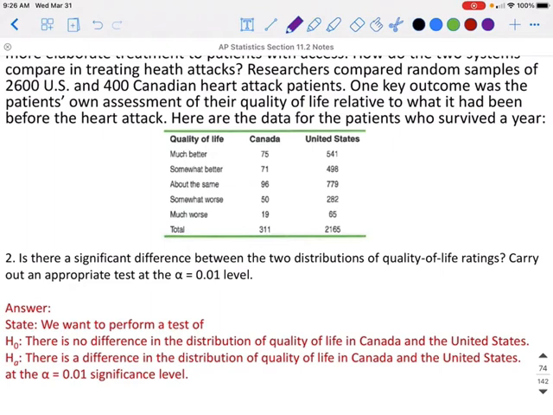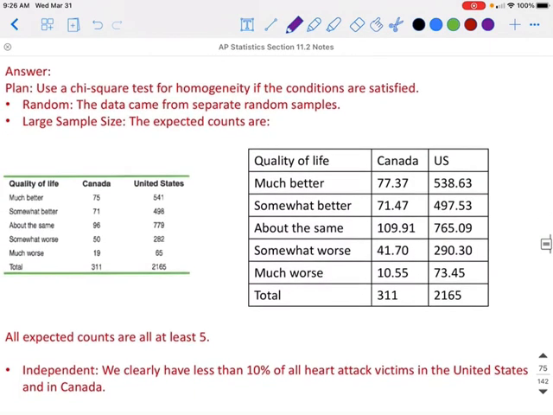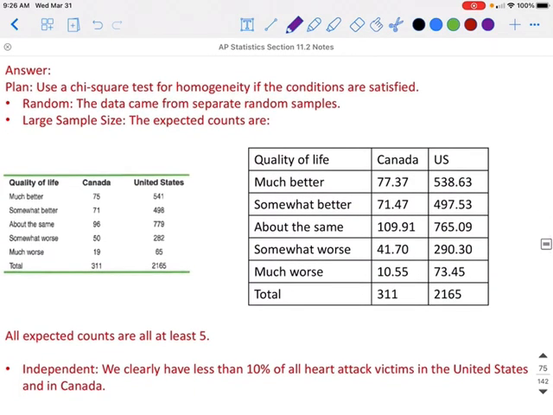Next, for our plan, you need to state what method needs to be used, and then you need to check your conditions. So we're going to use a chi-square test for homogeneity if the conditions are satisfied. Next thing we need to do is check our conditions. So random: the data comes from separate random samples. Next is the large sample size. So remember, you have to check the expected counts.